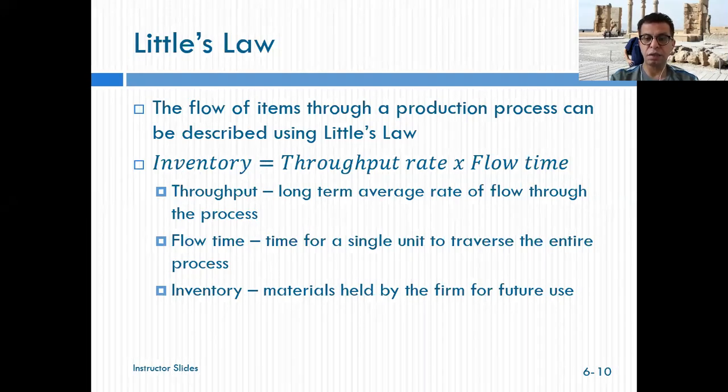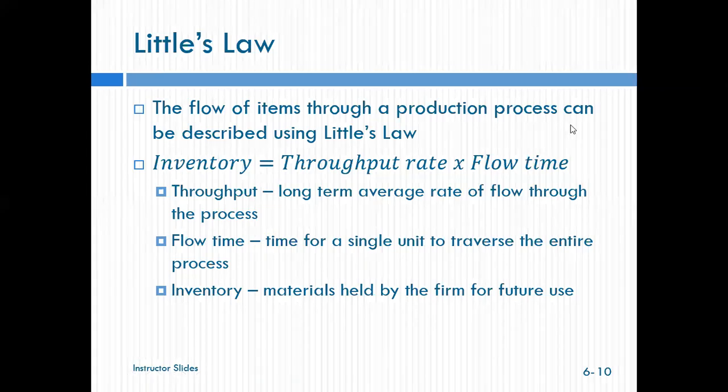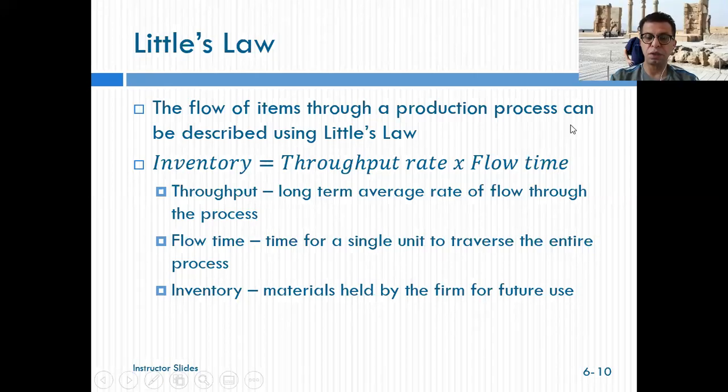So Little's law says that the flow of items through a production process can be described as inventory equals throughput rate times flow time. Now, what's a throughput rate? It means the long-term average rate of flow through the process, so how long it takes for the production to be done. The flow time is the time for a single unit to traverse the entire process. And inventory is the material held in the firm.